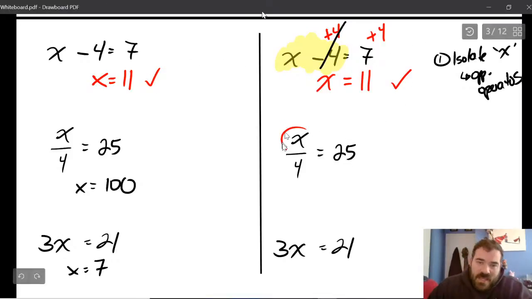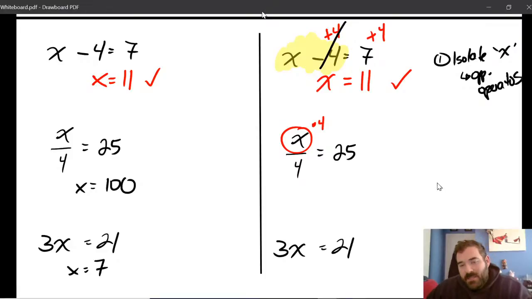Down here, what's happening to this x? Well, it's being divided by 4. What's the opposite of dividing by 4? It is multiplying by 4. Not multiplying by negative 4. That only works when we're talking about sums and differences, adding or subtraction. If we're dividing by 4, the opposite of dividing by 4 is multiplying by 4. So we're going to multiply x by 4 on this side.